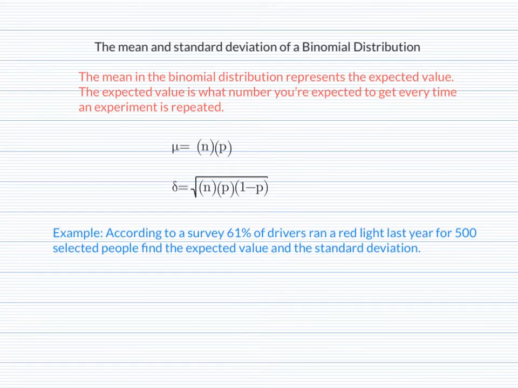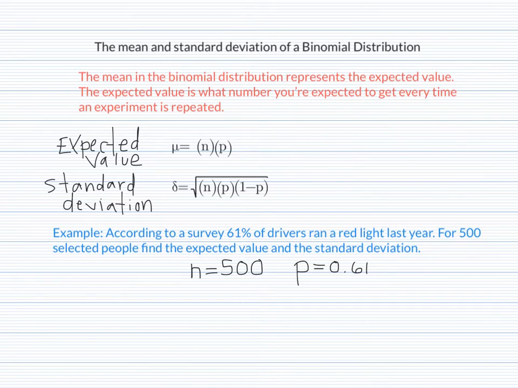Alright, so here's an example. According to a survey, 61% of drivers ran a red light last year. For 500 selected people, find the expected value and the standard deviation. Before I use these formulas, let's see if we can figure out what our n and our p are. The n is fairly obvious. It tells us right there that we have 500 selected people. So that is going to be our n, our number of trials. Our p is the probability of success, so the probability of picking someone who has run a red light. So the probability of success would then be 0.61.